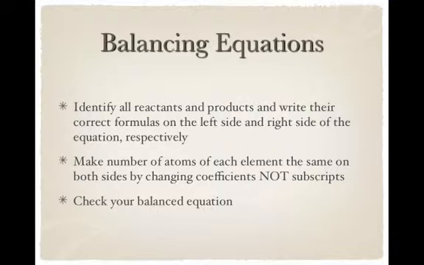And then we're going to make the number of atoms of each element the same on both sides by changing the coefficient, not the subscript. Don't just change the subscript. And then it's always a good habit to just go through and recheck to make sure it is balanced. So let's do some examples.